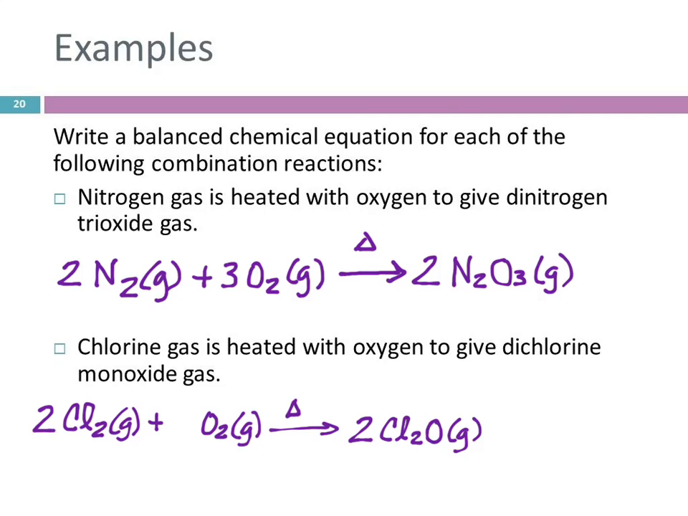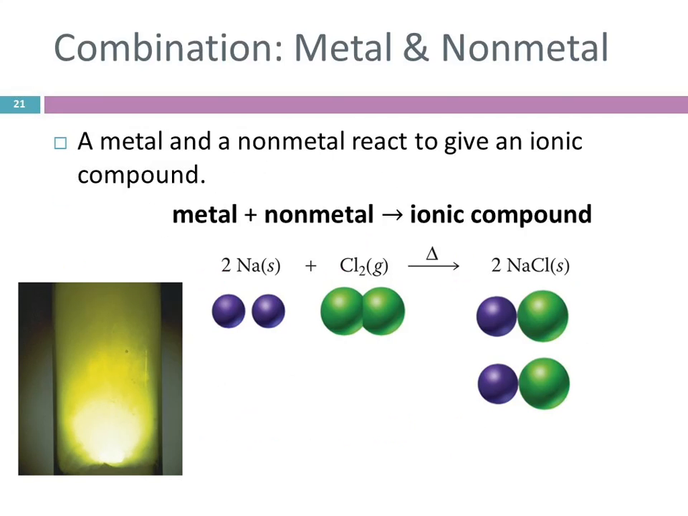So that's the reaction of a nonmetal with oxygen gas. That's one type of a combination reaction. Another type of combination is a metal with a nonmetal. When this happens, the product is going to be an ionic compound. So a metal reacting with a nonmetal gives us an ionic compound. The picture here is of sodium, metal, and chlorine gas reacting to form sodium chloride.